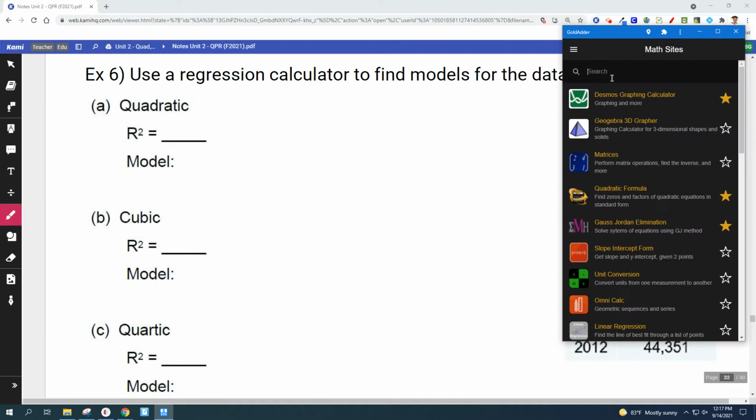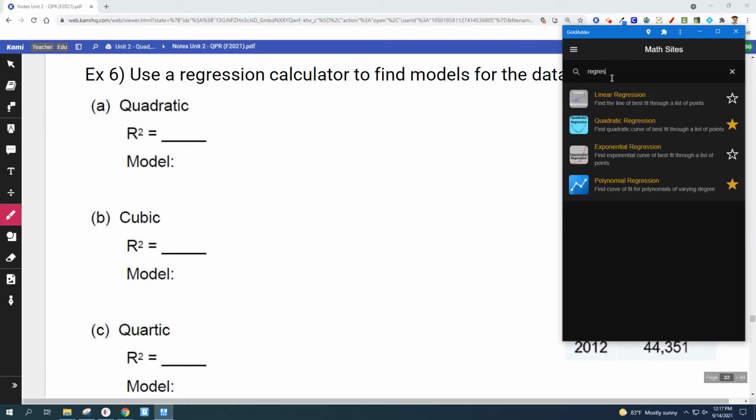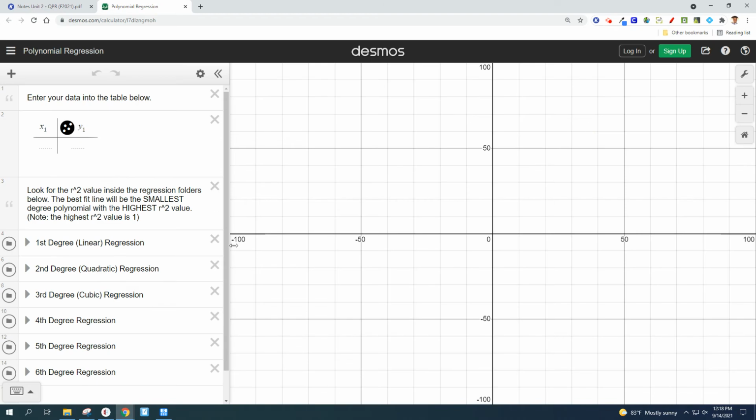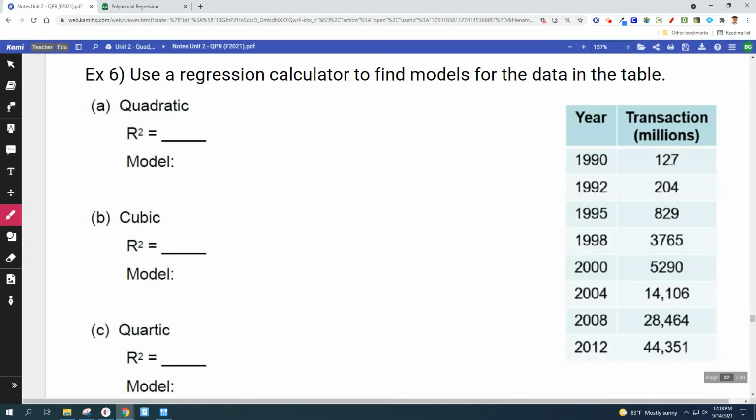And since we're doing a regression, notice there are several different options. I don't want to do linear or quadratic or exponential. We're talking about polynomials because we don't really know if it's degree 2, degree 3, whatever. So polynomial regression. Now, we've never done one on Desmos, but this is kind of cool how this works. We're going to enter our x and y values in this table. So here are your x, y values. Remember, this is going to start at 1990, so this is year 0, year 2, 5, and so on.